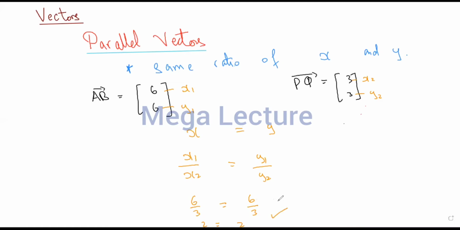Okay. Now, if you guys know gradients as well, in that case, we know two lines are parallel when their gradients are the same. Okay. This concept is basically coming from the same idea. AB and PQ would be making two lines.